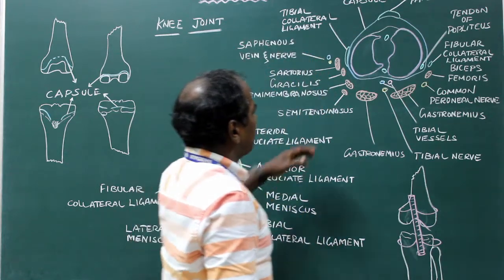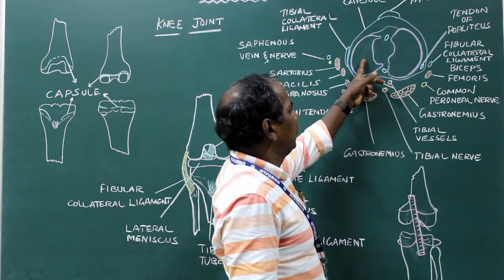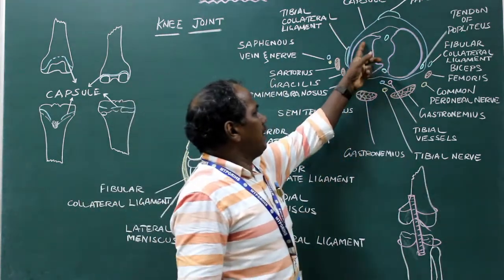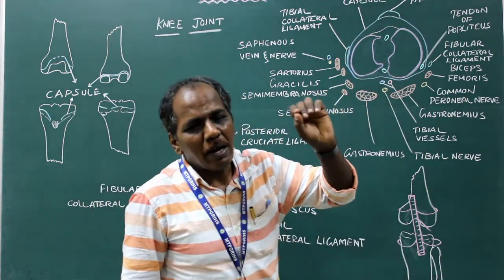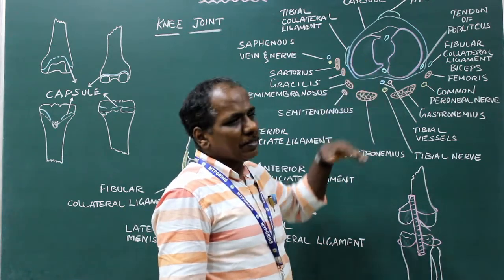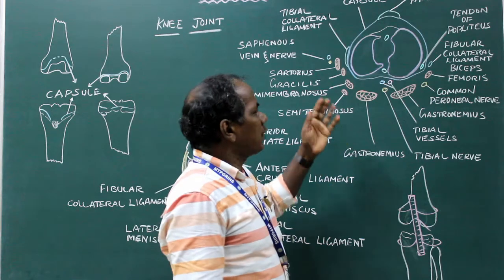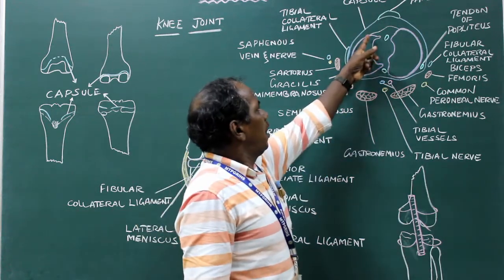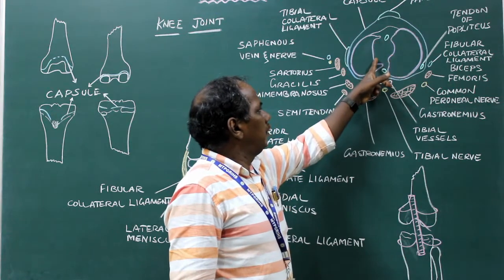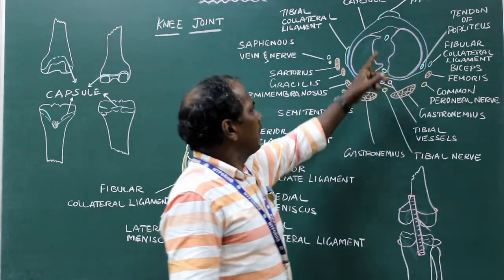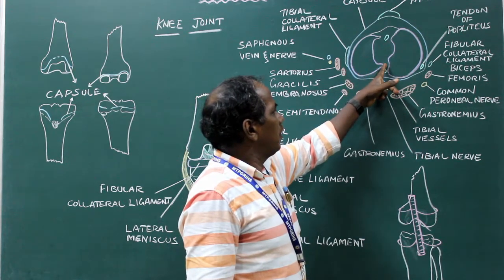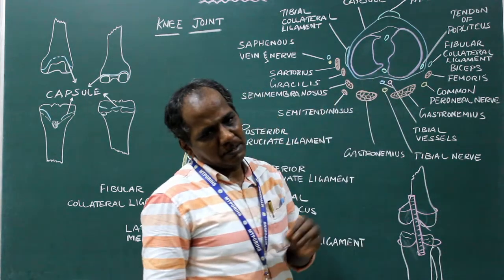Medial meniscus. It is C-shaped or semilunar in shape. It has two surfaces, superior surface and inferior surface. Two borders, outer border and inner border. Two ends, the anterior horn of the medial meniscus and the posterior horn of the medial meniscus.